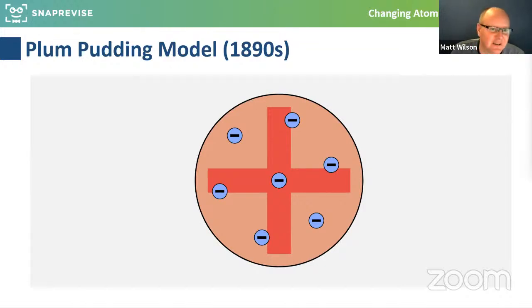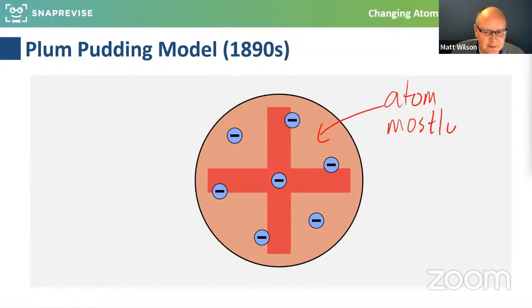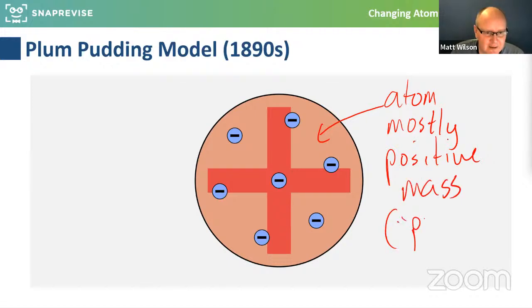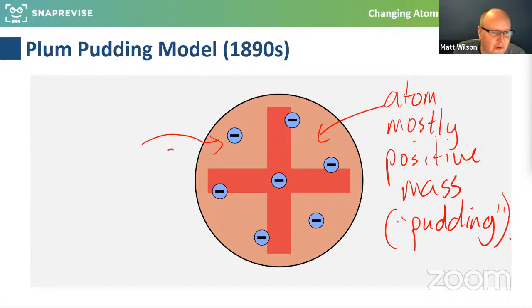Come up with a picture here. So this is our diagrammatical representation of a plum pudding. So this is all our positive stuff. So the atom is mostly this stuff, positive mass. And that's our pudding, or our sponge cake, however you're thinking about it. And then within that positive mass, we've got negative electrons distributed throughout.